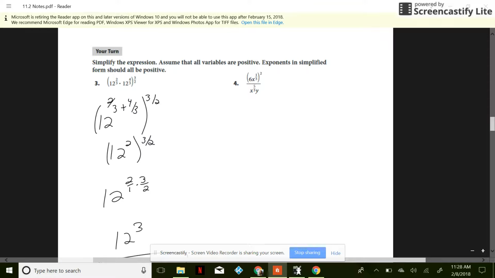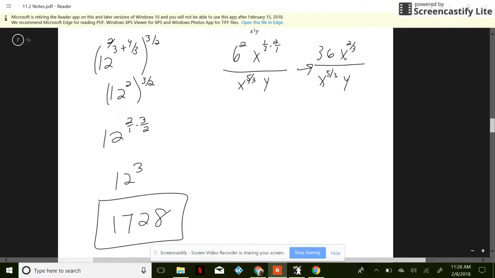Here we can break apart the powers. So we'll get 6 squared, and then x to the 1/3 raised to that power, we end up multiplying the powers. So we'll have x to the 1/3 times 2 over 1. The denominator hasn't changed. So from here, 6 squared is 36. This ends up x to the 2/3 over x to the 5/3 y.